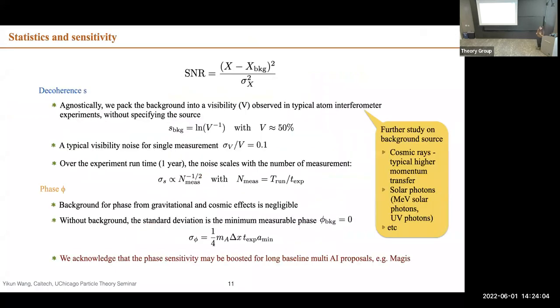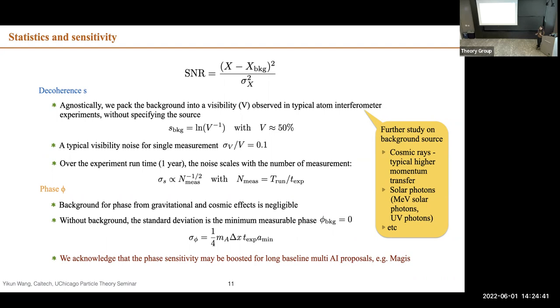Before we look at the reach, we also need to talk about statistics and what the sensitivity of an experiment is. We're employing the standard SNR criteria for the sensitivity, and throughout our calculation we put SNR equals 1. That's our sensitivity for the experiment. Now you need to decide the background and the noise level of each observable. For example, for the decoherence S, we have some background there, and we're being very agnostic about the source of the background. We just take this number, 50%.